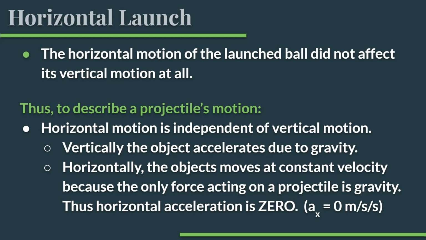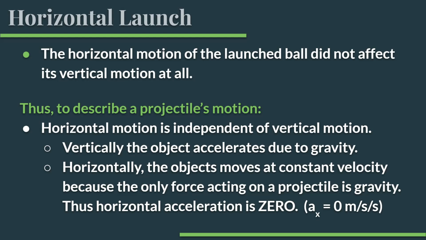Vertically, we have acceleration. In the vertical direction, whether the object is launched forward or dropped from rest or thrown at an angle, it doesn't matter. The vertical motion will be accelerated motion. You'll have an acceleration of 10 meters per second squared toward the ground.